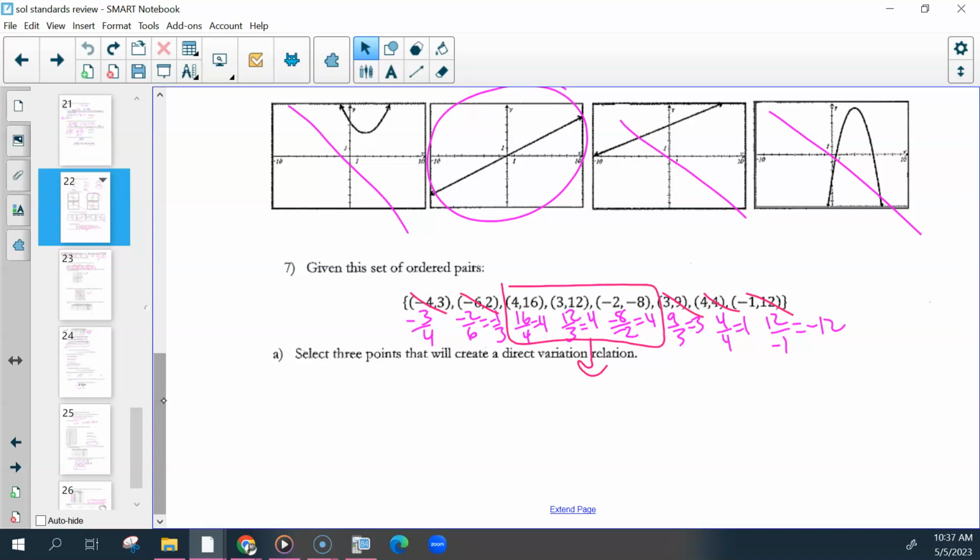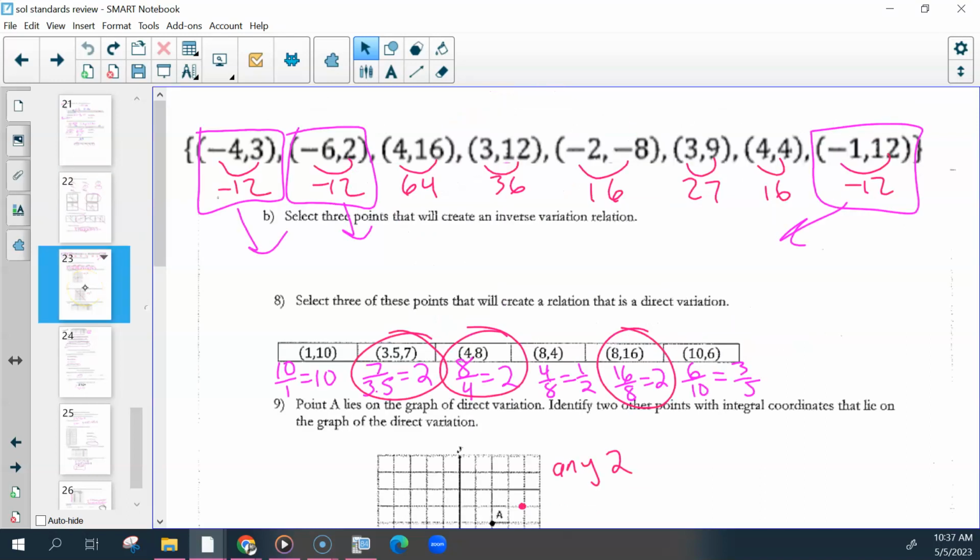On the next page, it's using the same ordered pairs, so I just copied and pasted. So if you want to rewrite them all, you can, but you don't have to. But part B is which ones will create an inverse, and it was -4, 3, -6, 2, and -1, 12.